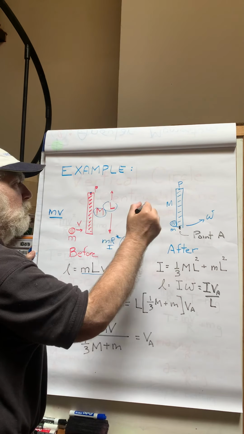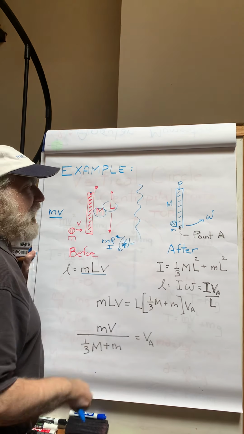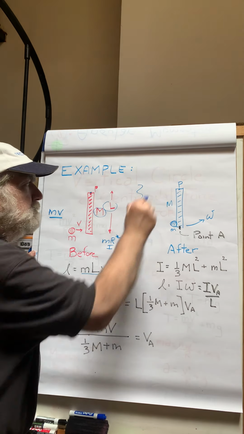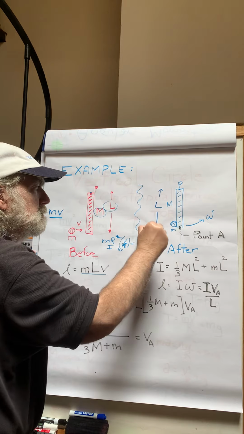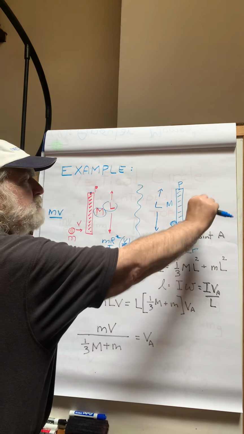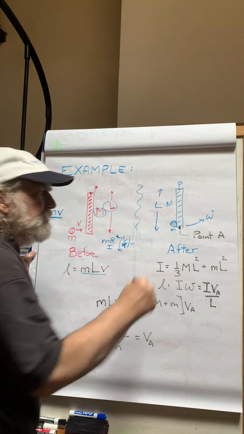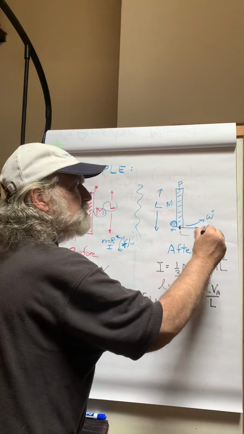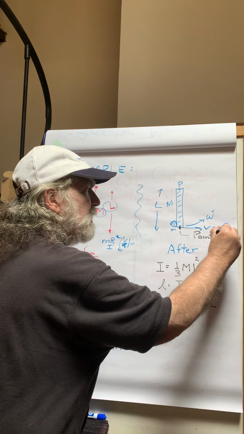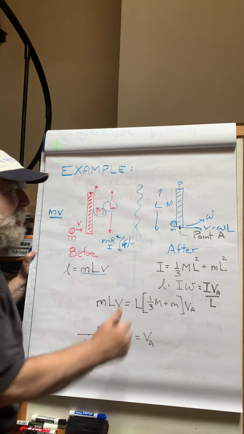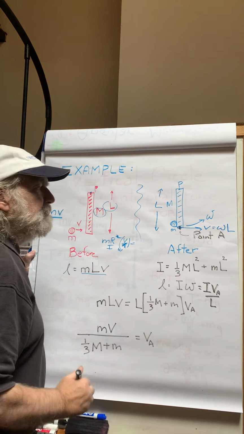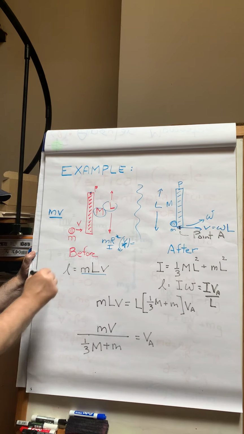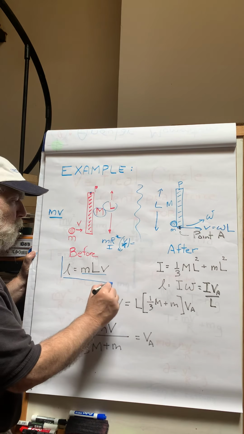So this is before, and this is after, when the ball sticks to the bar of length L, and it will rotate up at some omega, and it itself will have some velocity v, which is going to be equal to omega times L in this case. Point A, which is this point here at the bottom, is going to move with this velocity. So this is the angular momentum before the collision.